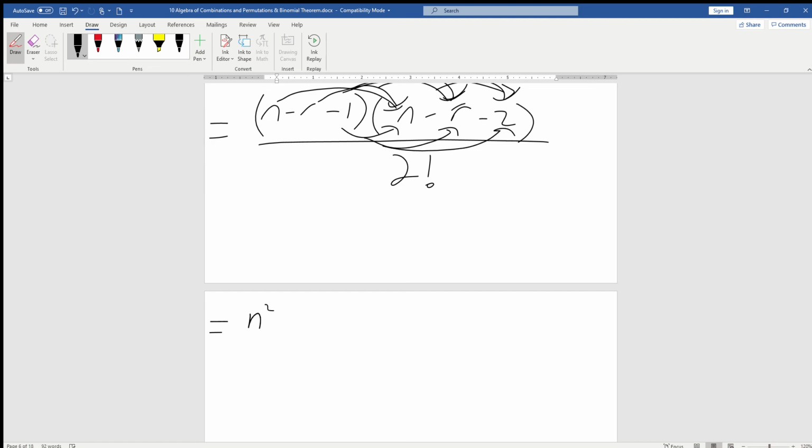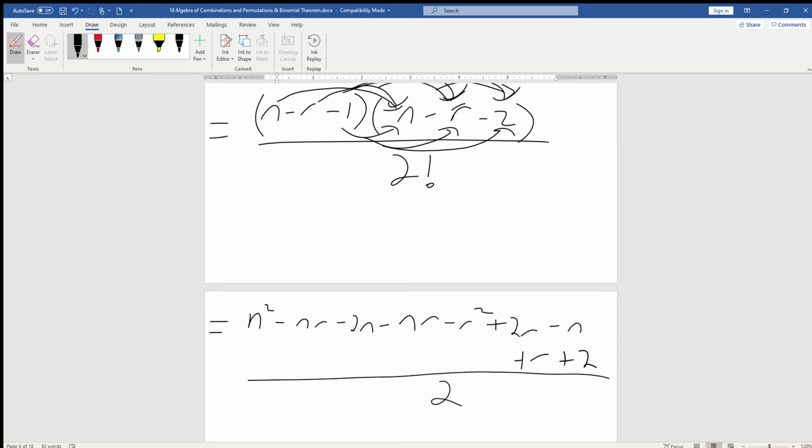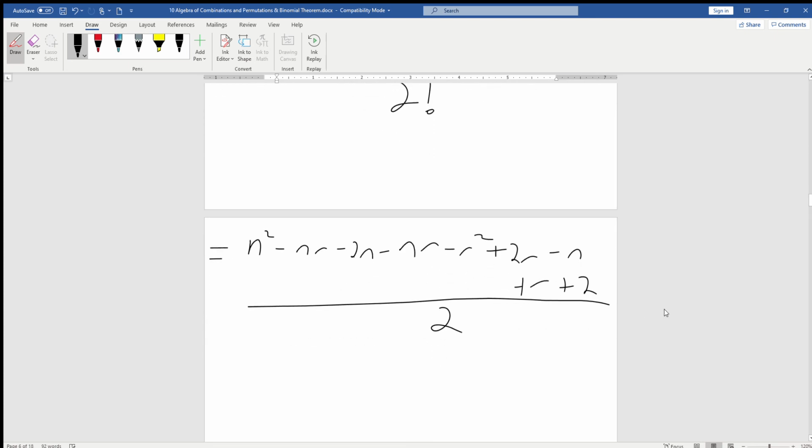N times n is n squared, minus nr, minus 2n, so those are the first 3 terms, minus nr, plus r squared, plus 2r, and then our last terms, minus n plus r plus 2. And in the denominator, we can evaluate 2 factorial readily. 2 factorial is 2 times 1, which is just going to be 2.